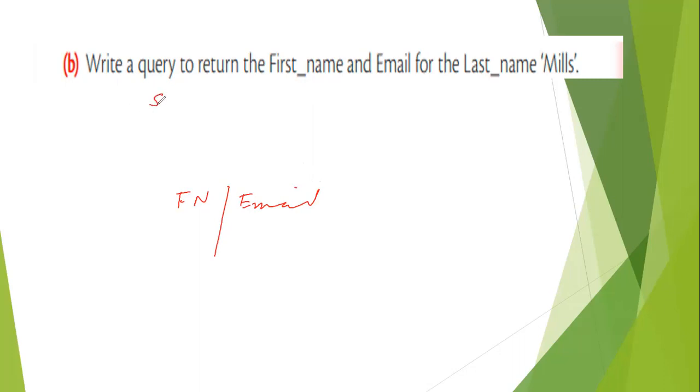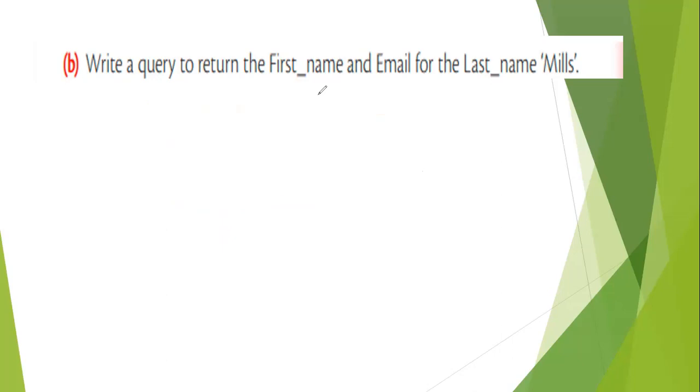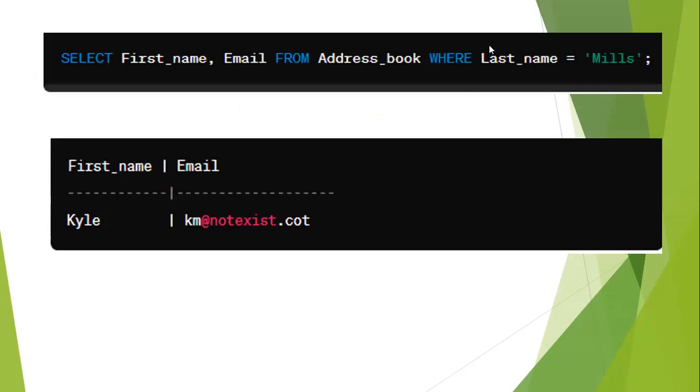Return. So there's no select. Yeah, select. Okay. First name. Email. A comma, email. Yeah. From. So you will write here from, okay? Address book. Address book, good. And for the last name Mills, so where you will write where? Where last name equals Mills. It should be in single quote. Okay, it should be like that. Okay, here you can see. But you have to write this one in the first line, this one in the second line, and this one in the third line, okay, with semicolon.